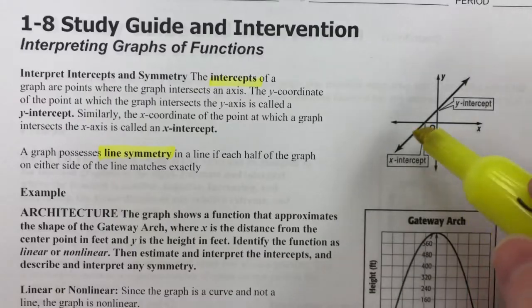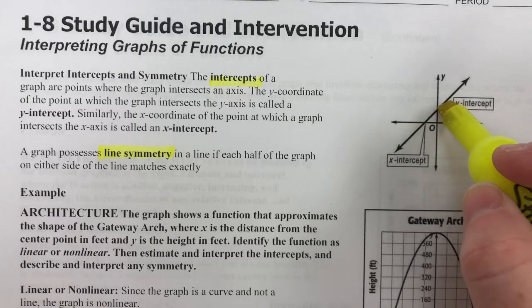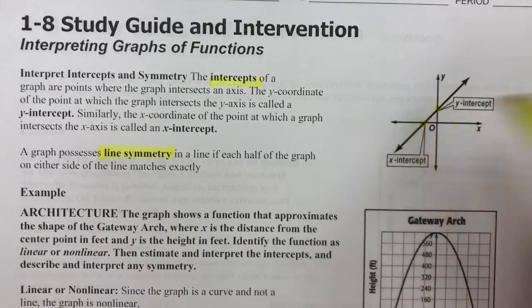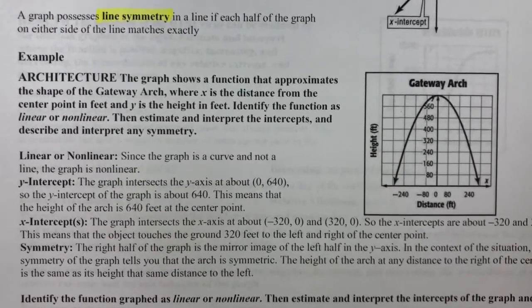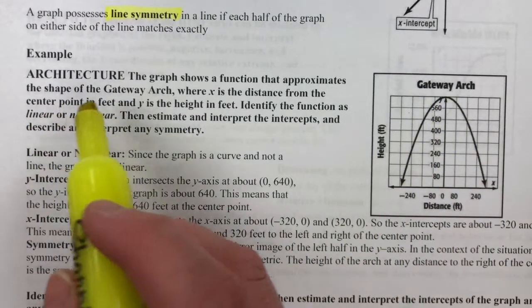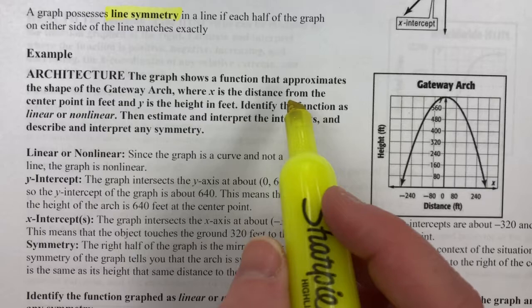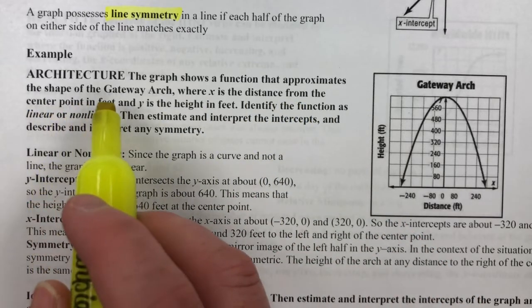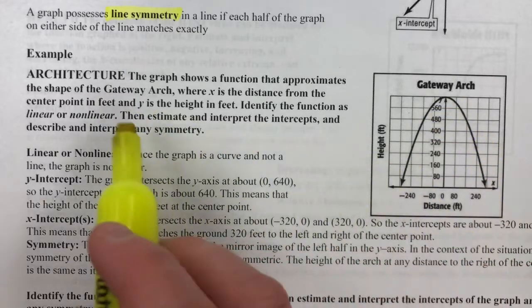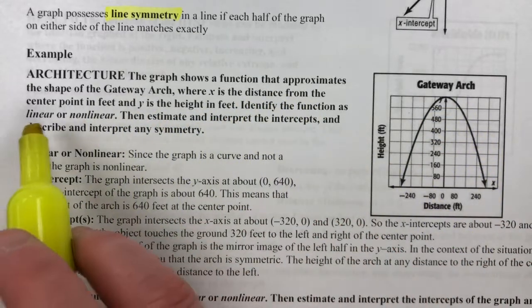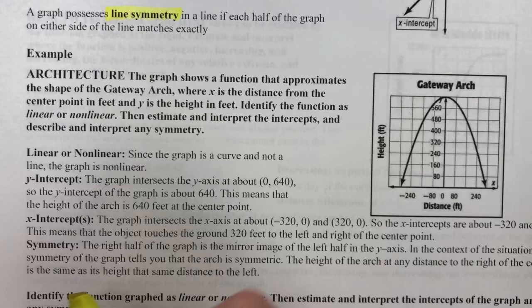Okay, so I've got this straight line here. They show you this is the y-intercept, this is the x-intercept. That's what we just went over. And then we have a word problem down here. We're going to look at this graph. It says, architecture. The graph shows a function that approximates the shape of the Gateway Arch. So this is supposed to be like a bridge, the Gateway Arch, where x is the distance from the center point in feet and y is the height.